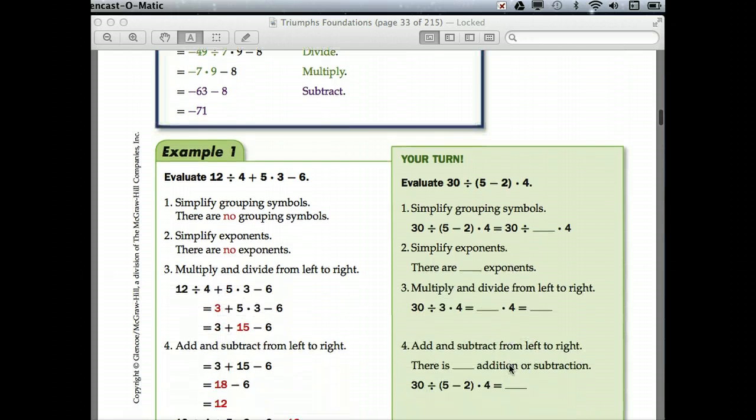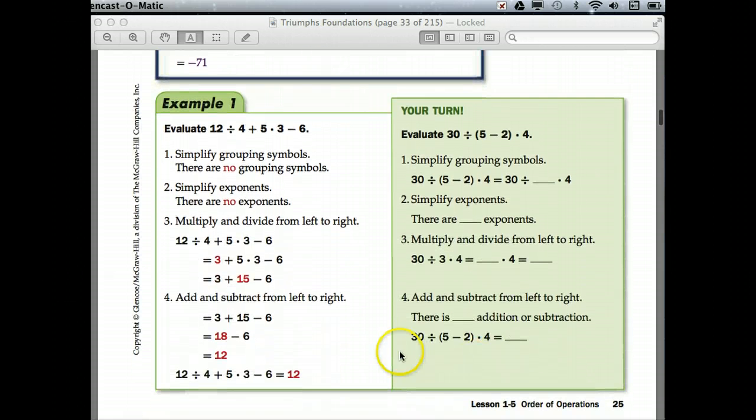Let's look at an example. Example 1. We are asked to evaluate 12 divided by 4 plus 5 times 3 minus 6. So the first thing PEMDAS tells us is to take care of our parentheses or our grouping symbols. Oh, but there are no grouping symbols. Okay, so the next thing we need to do is look for exponents. I don't see any exponents either, do you? There are no exponents. So then we multiply, divide, whichever one comes first from left to right.